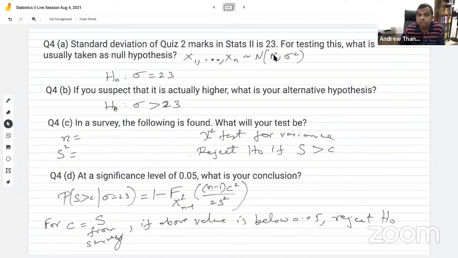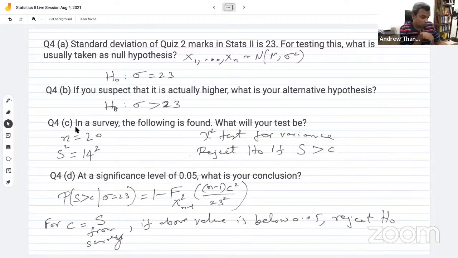X1 through Xn is normal with mean mu and variance sigma squared. Null hypothesis is that sigma is 23. You're suspecting it's actually higher, so sigma is greater than 23. In a survey we found something strange. So this is a bad survey. I think we should do a different type of survey where a more representative group attends. But anyway, let's record the survey that we got. N equals 20, and the variance we got was 14 squared. Much lower. So the test you will run is the chi-square test for variance.